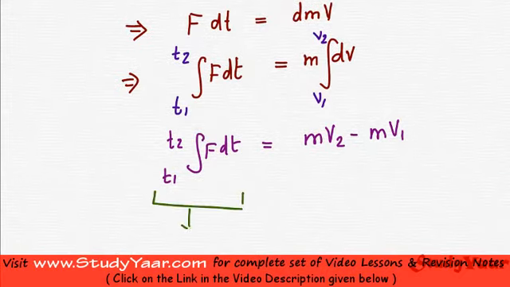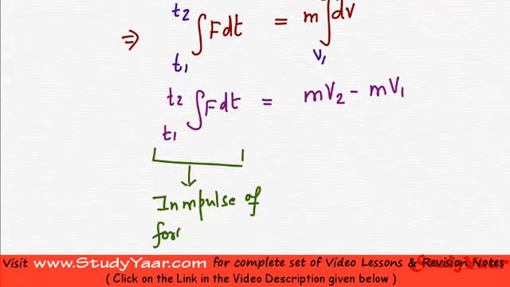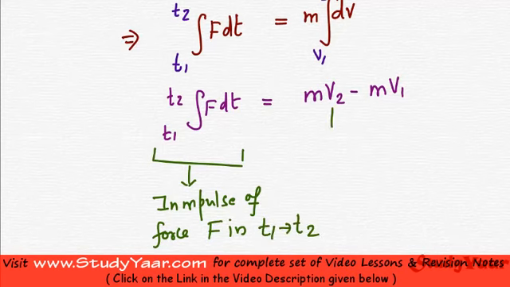This is known as the impulse of force F in the interval t1 to t2. This is your linear momentum at t2, and this is your linear momentum at t1. So your impulse is equal to the change in momentum between t2 and t1.